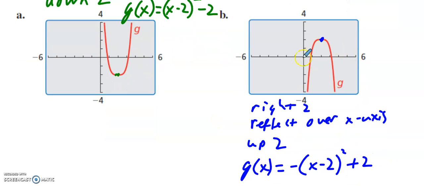Here I have 3 transformations. It went right 2. There was a reflection over the x-axis. That's why it's opening down. And then it went up 2. So right 2, reflect over the x-axis, and then up 2. So this is going to be g of x equals negative quantity x minus 2 squared, and then plus 2. So the negative is the reflection, the minus 2 is right 2, and the plus 2 is up 2.